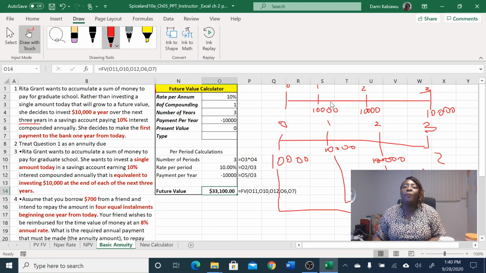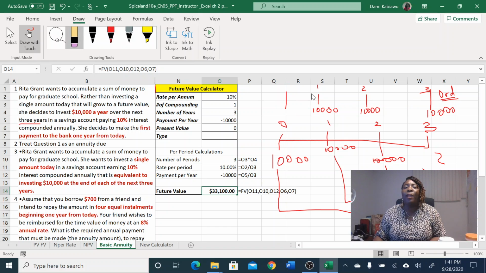Whereas in the top value with the ordinary annuity, the first payment doesn't have time to grow, the second one grows, the third one also grows as well. So all else being equal, an annuity due is worth more than an ordinary annuity. Same with the present value. The present value of an annuity due is worth more than an ordinary annuity.